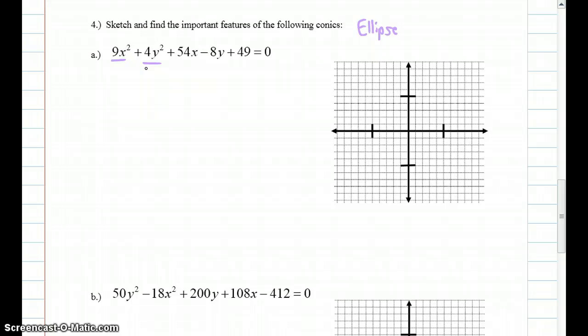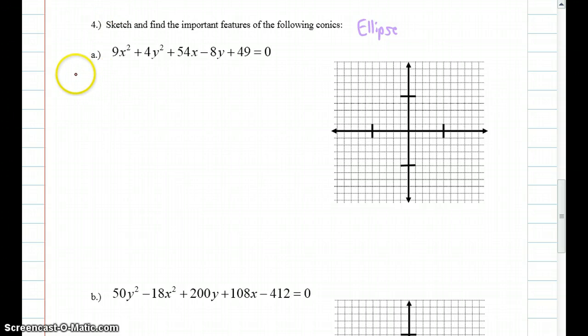Since we have two squared terms, it can't be a parabola. Since the x squared and the y squared terms are added together, it can't be a hyperbola. And since the coefficient on the x term and the coefficient on the y term are different, it's going to have a different x radius and y radius, making it not a circle but an ellipse.